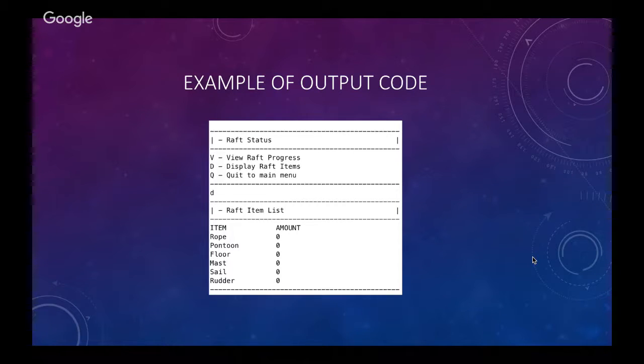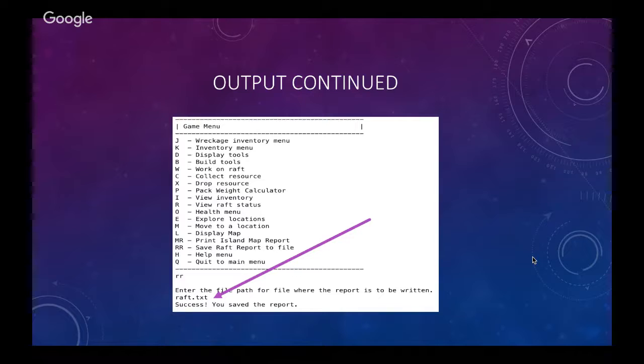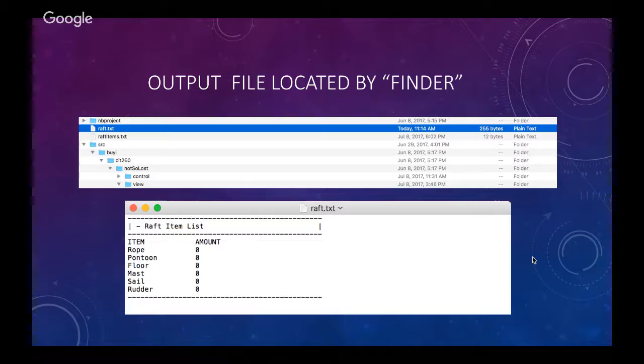Here's an example of the output code on the raft status, displaying raft items. The output was saved to a raft report file called raft.txt, successfully saved. The output was searched on the computer using the Finder. The file raft.txt was located, and the display below shows it on the screen under Finder.